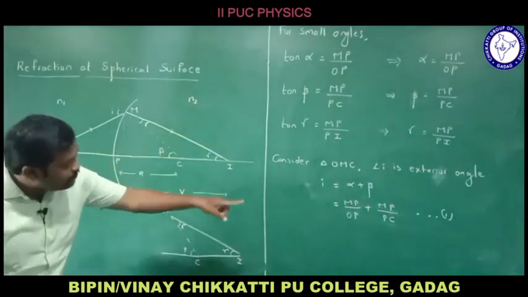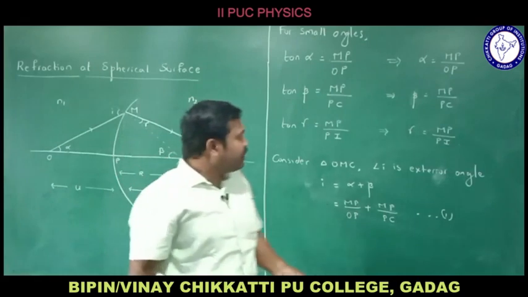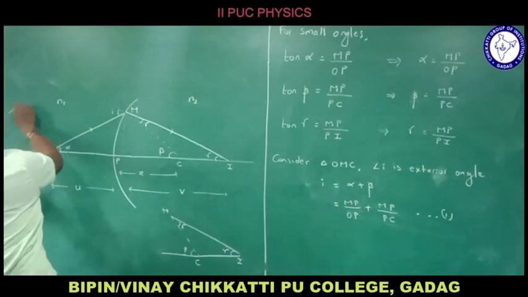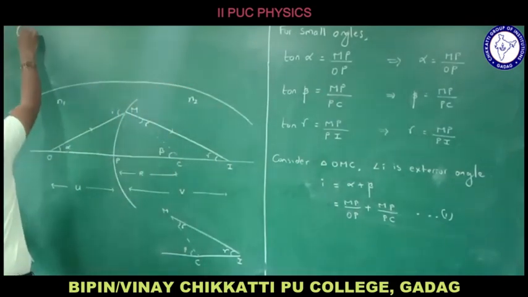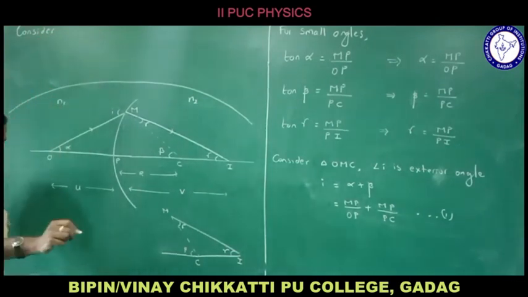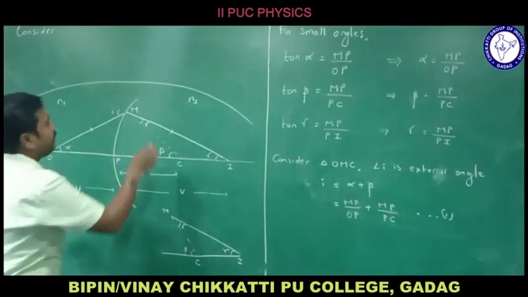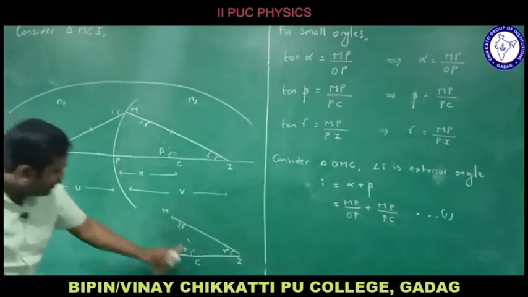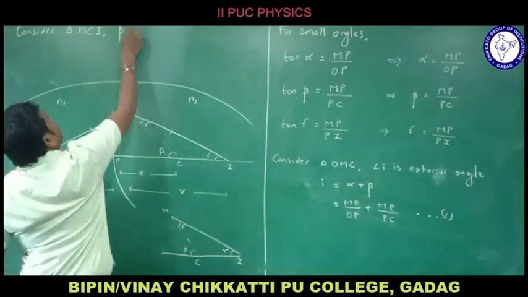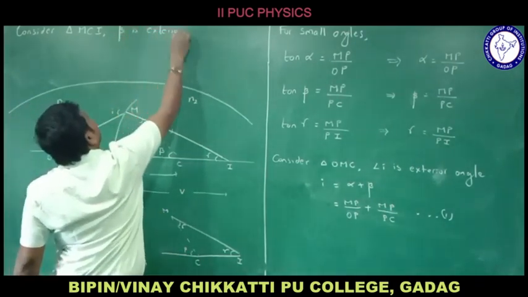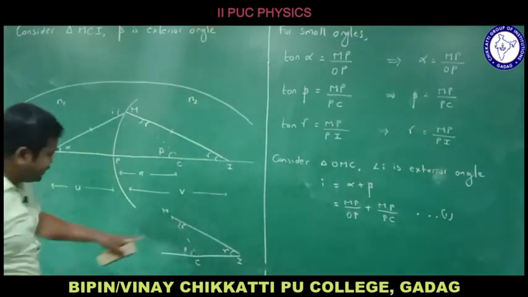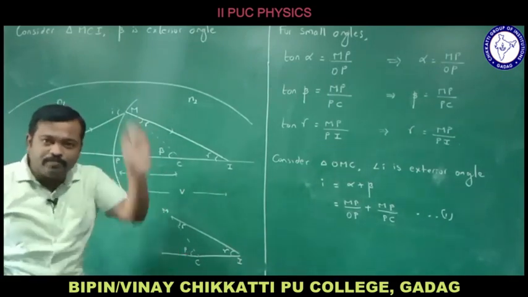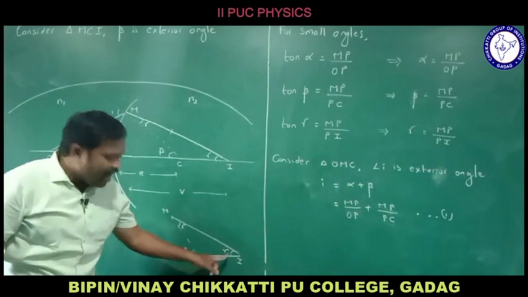Okay. Now in a similar manner as I took here, let me consider another triangle here, right? Consider triangle MCI. Okay, for triangle MCI, what is beta now here? Beta is which angle here? Exterior angle. Beta is the exterior angle. So what is the formula for exterior angle? Exterior angle is equal to the sum of the interior opposite angles. So the interior opposite angles are r and gamma.